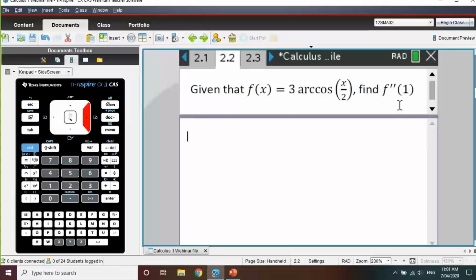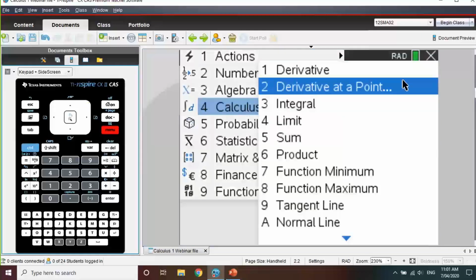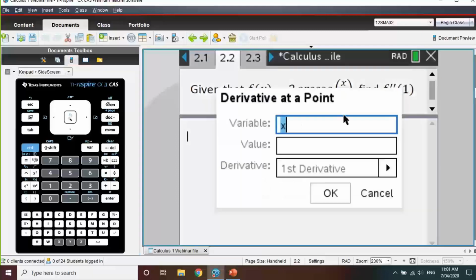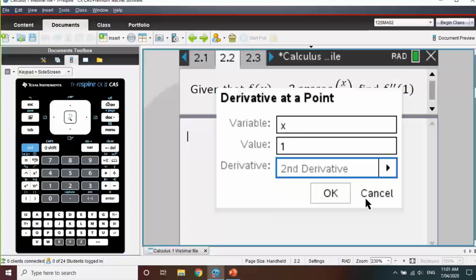So what we can do, if we're trying to evaluate a derivative, we can head over to our menu and go to our calculus menu. And our second option here is derivative at a point. So in this particular option here, our variable is x. Our value, well, we want to evaluate it at x equal to 1. Now, to easily transition between the boxes, we can press tab on our CAS. Now, at the moment, the current option is the first derivative. We can change this to being the second derivative. And that way we can evaluate the second derivative straight away with ease.